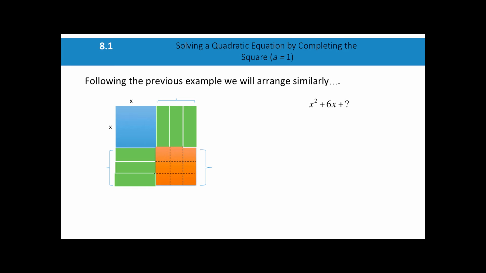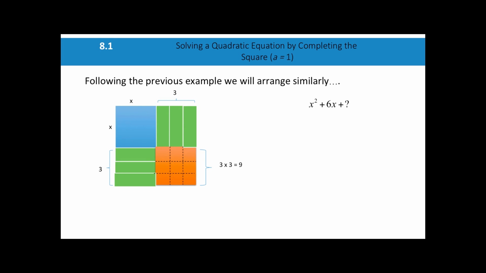Following the previous example, we will arrange similarly. So x squared plus 6x, I'm going to split the 6 up into 3 and 3 along the big x squared. And the missing part is going to be filled in by 1 by 1 little squares. And how many of those are there? The missing piece is a 3 by 3, which means 9 little squares. And that completes the square.